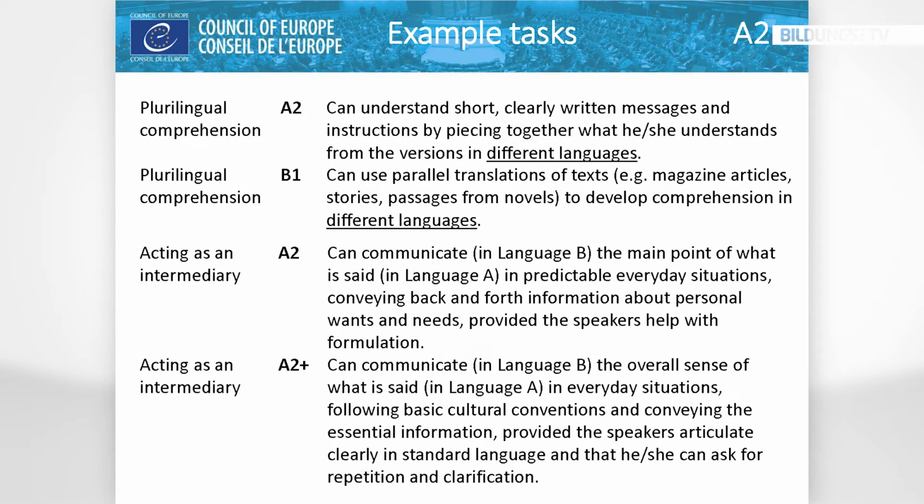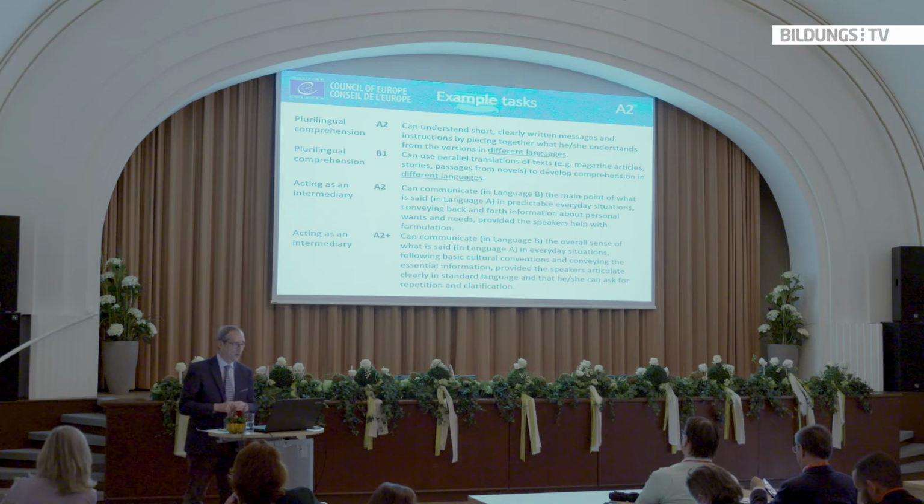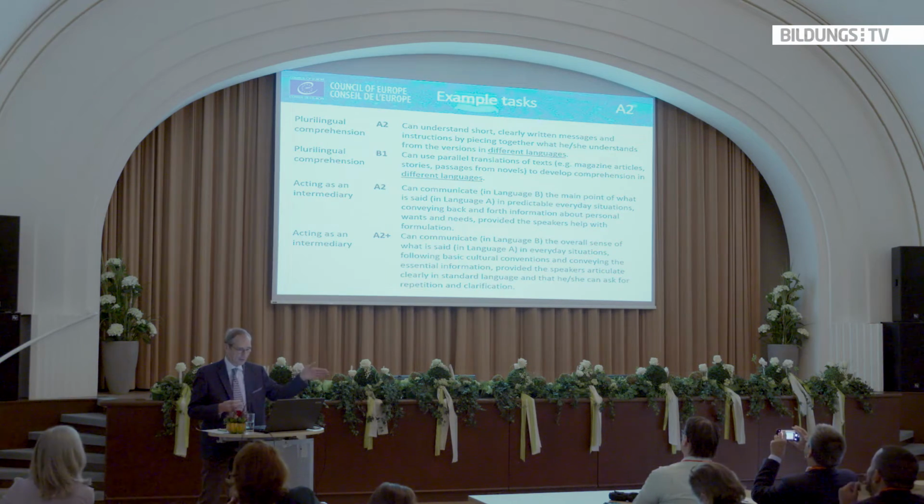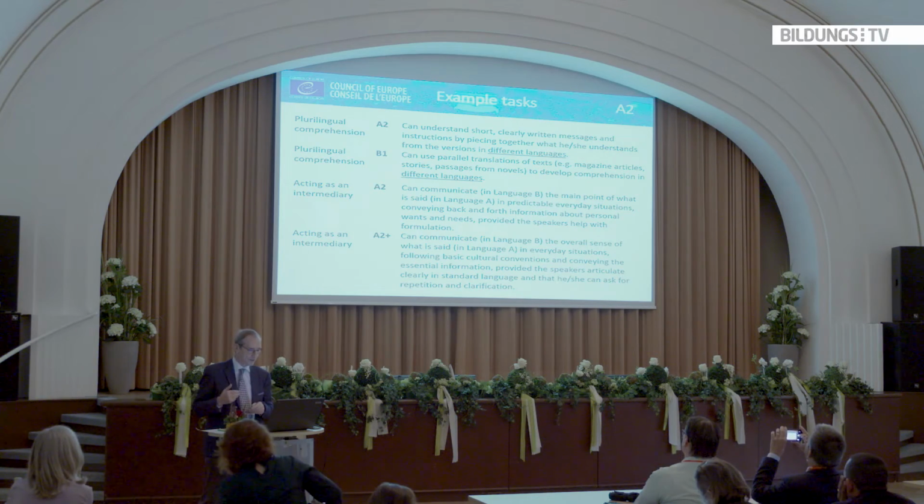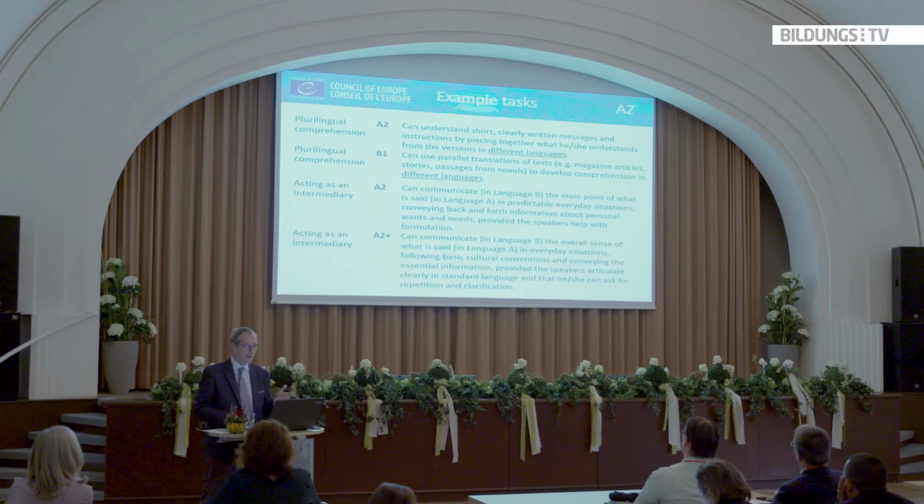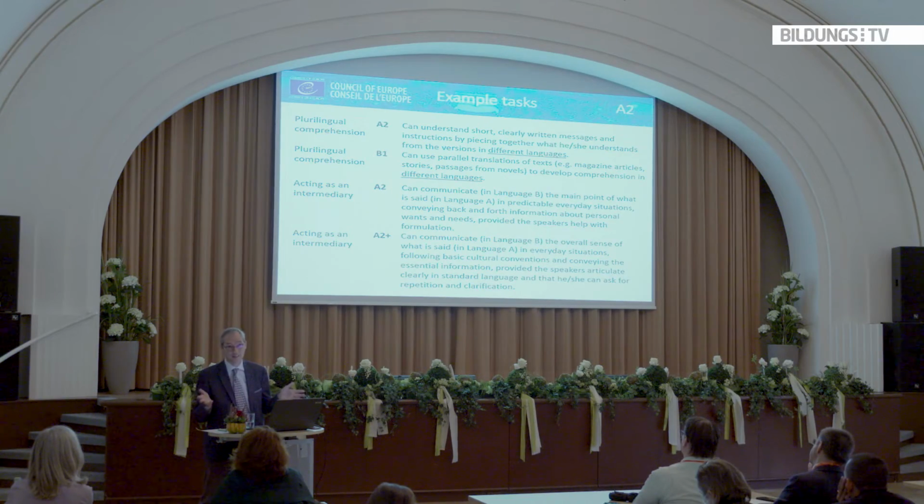What does this involve? Well, these are the descriptors. At A2, in plurilingual comprehension, can understand short, clearly written messages and instructions by piecing together what he understands from the versions in different languages, from the French and the English, or can use parallel translations of texts, like magazine articles, stories, passages from novels, to develop comprehension in different languages. Well, here it's a menu, but you could do the same thing with other things. And then acting as an intermediary, can communicate in language B, so can communicate in French or English the main point of what is said in German in predictable everyday situations, conveying back and forth information about personal wants and needs, etc., provided people help.